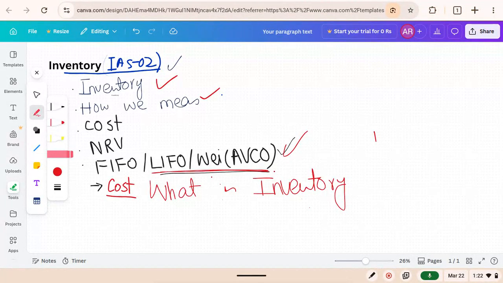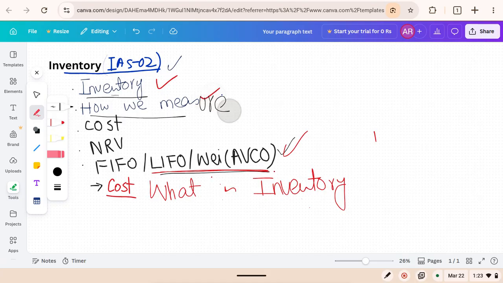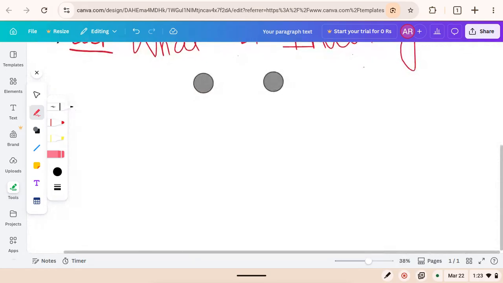Today we are going to study IAS 2 Inventory in a very simple and clear way. By the end of the lecture, you will be able to understand what is inventory, how we measure inventory, what is cost, what is NRV, what is FIFO method, what is LIFO method, what is weighted average cost method. Now I am going to tell you each and everything in detail.